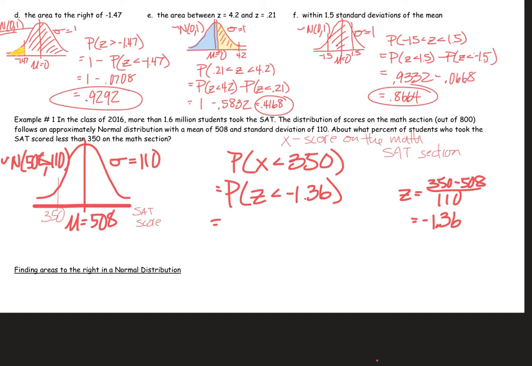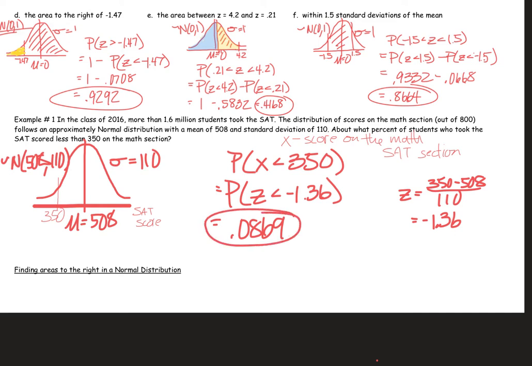All right, so we've got that all listed. This is a less than problem, so we don't have to do a 1 minus or anything like that. We hop to our table, we find 1.3, and then scroll over to 6, and I'm getting about 8.69%, and there we go.